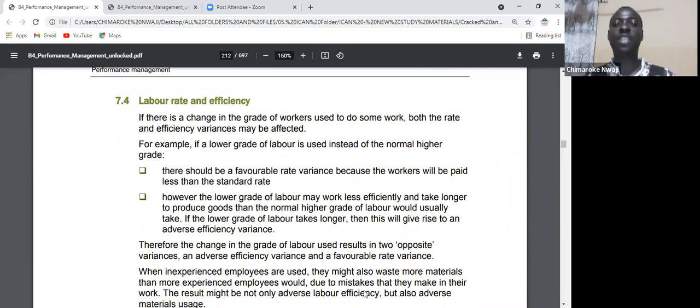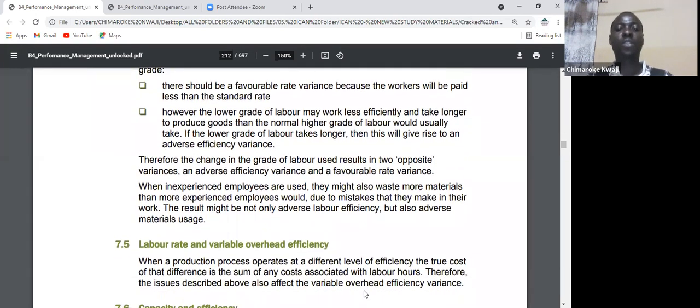Let's look at labor rate and efficiency. If there's a change in the grade of workers used to do some work, both the rate and efficiency variances might be affected. For example, if a lower grade of labor is used instead of the normal grade, you might be paying them less money and getting a favorable rate variance. But you see, they are lower grade, so they may give you less efficient work, may take a longer time to produce, and might also create high waste. And so your efficiency variance will be adverse.